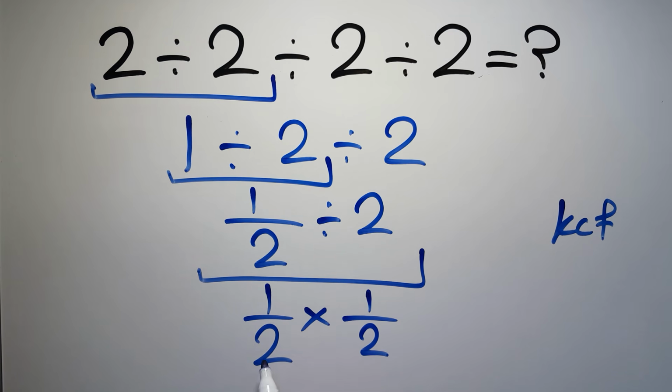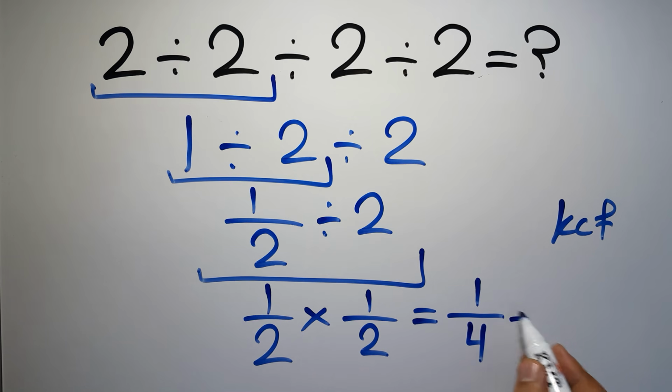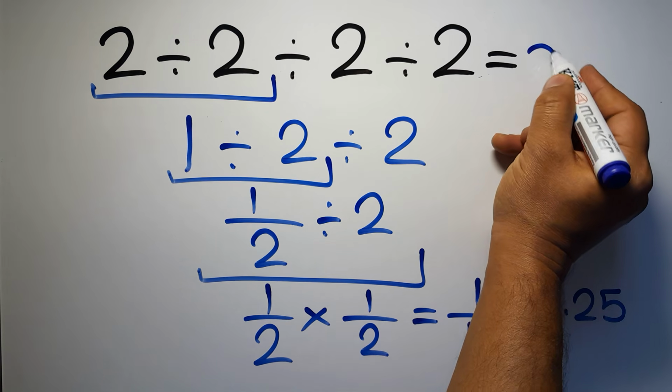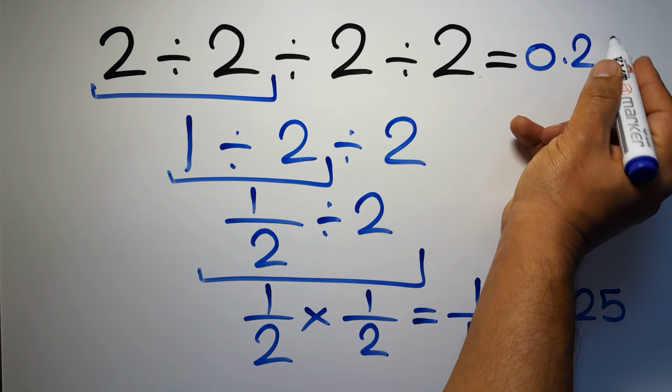So we have 1 over 2 times 1 over 2, which equals 1 times 1 gives us 1 over 2 times 2, which equals 4. 1 over 4 or 0.25. And this is our final answer to this problem. The correct answer is 0.25.